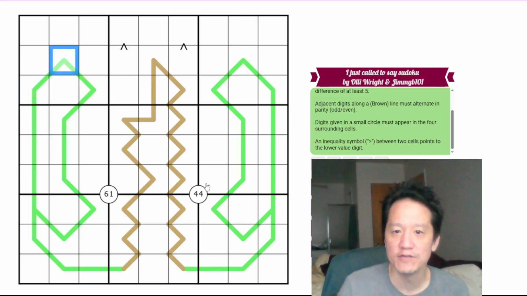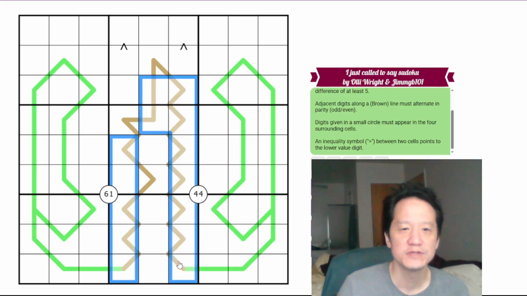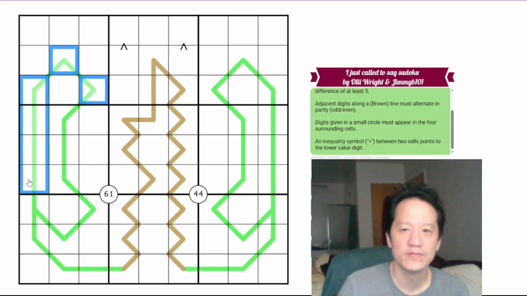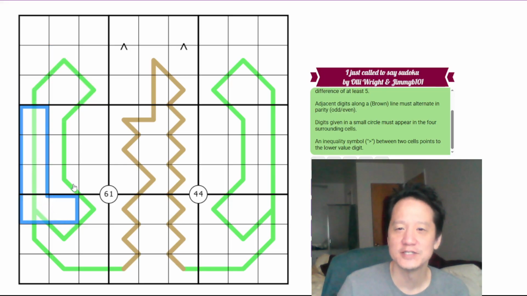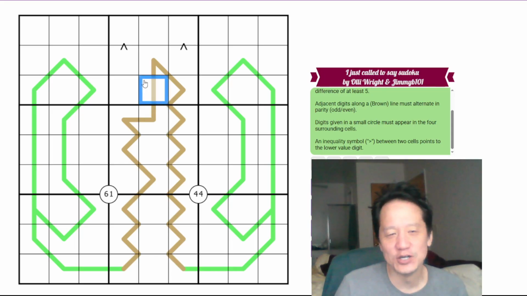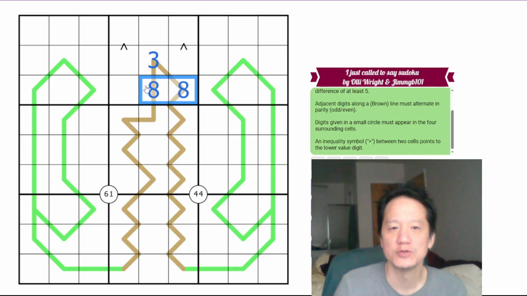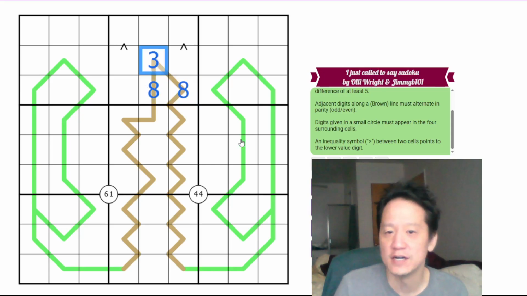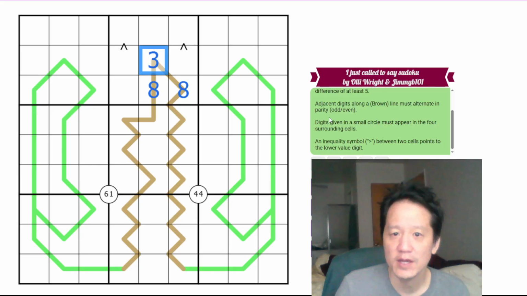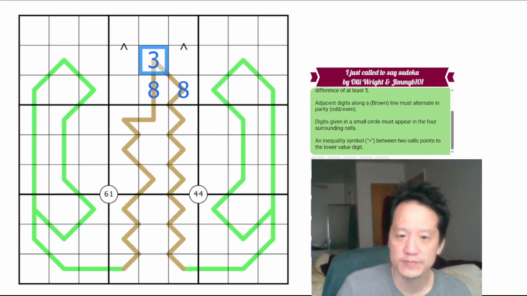We also have an adjacent digit along a brown line must alternate in parity, odd and even. And so these are called parity lines. And this is the connection between the phones when they are calling to say Sudoku. So if, for example, this were a 3, these digits would have to be 2, 4, 6, or 8 because those are even parity and 3 is an odd digit. And that's how parity lines work.